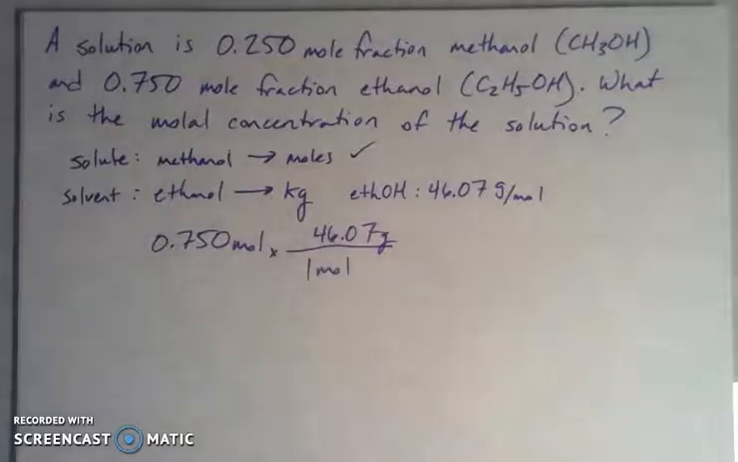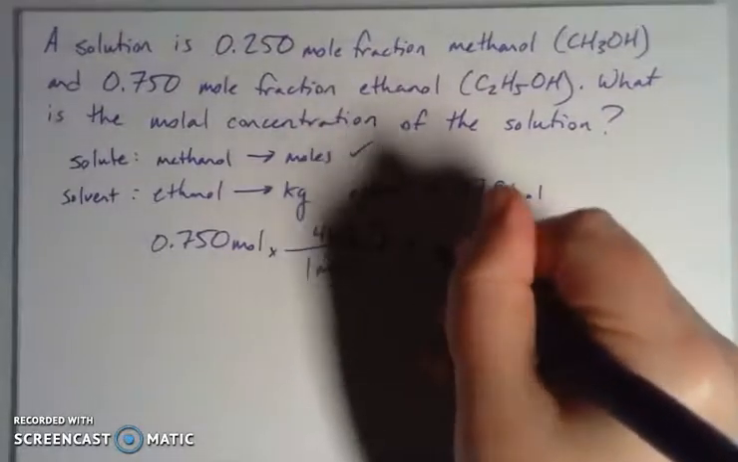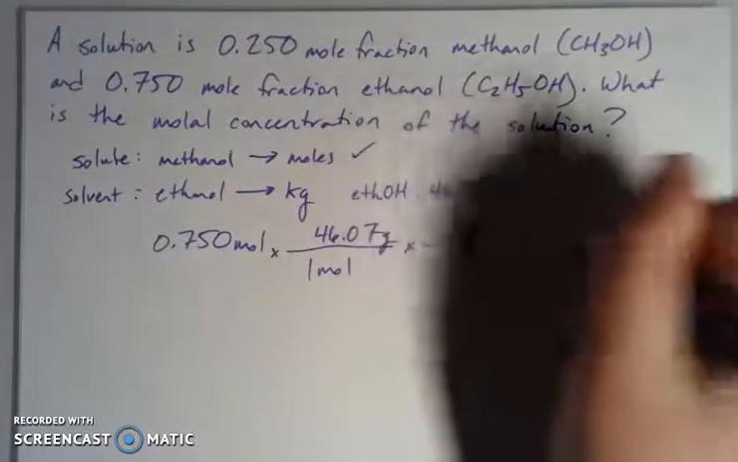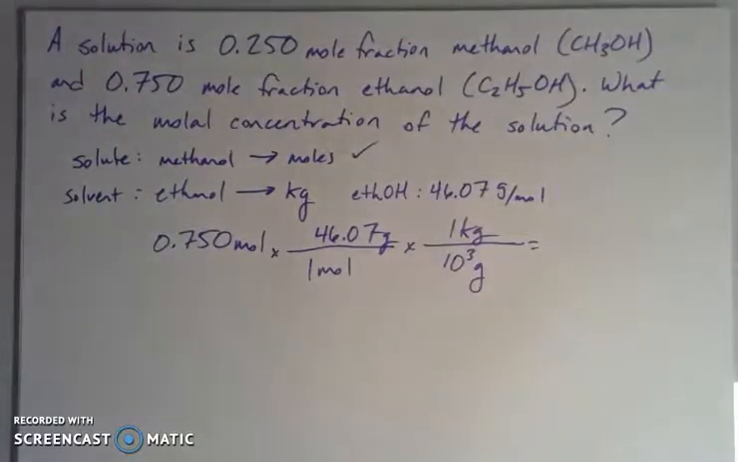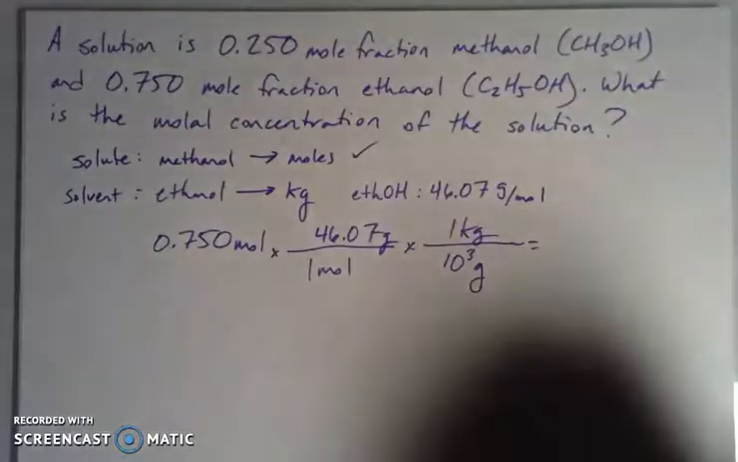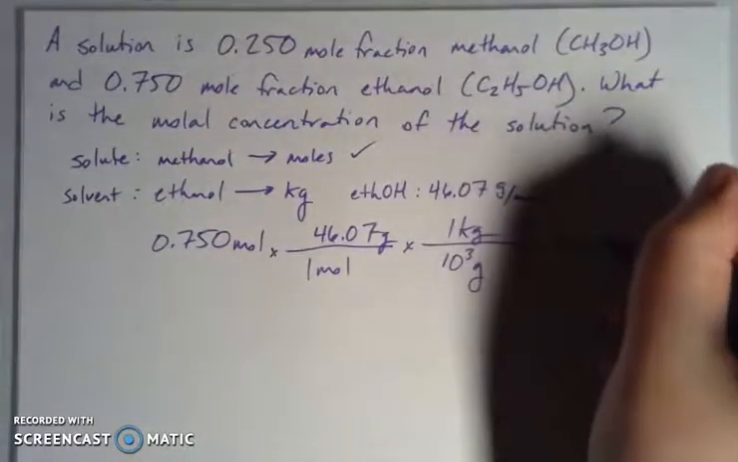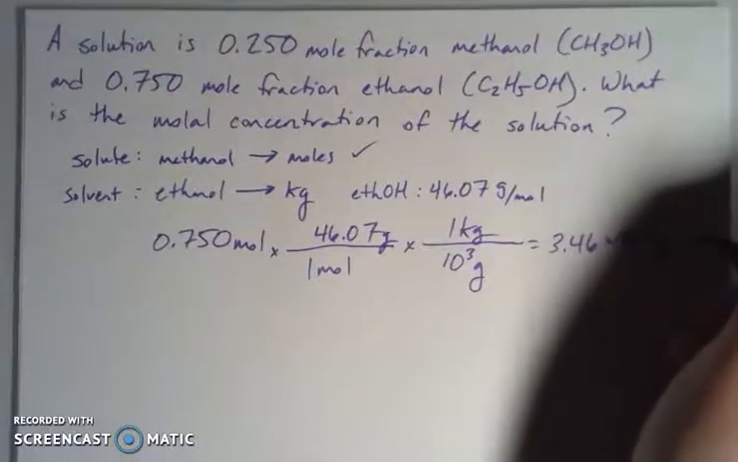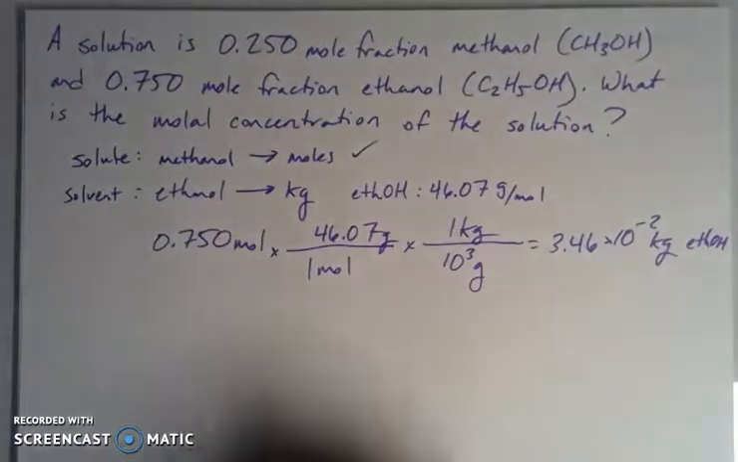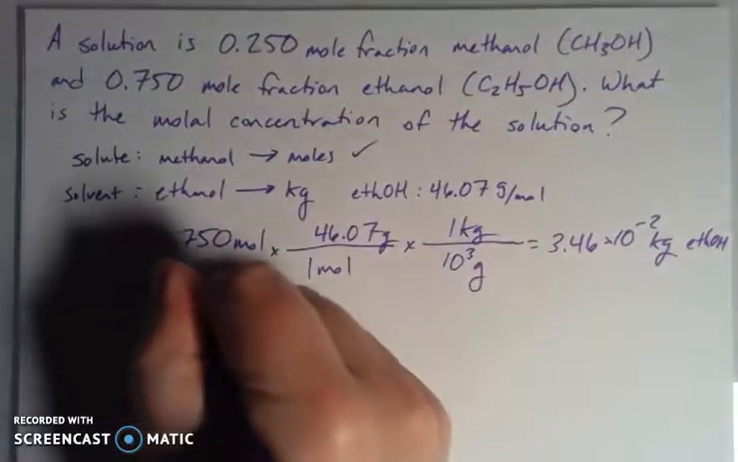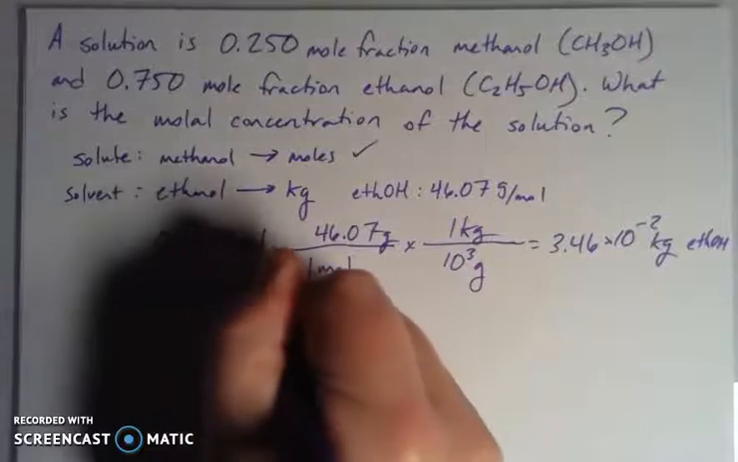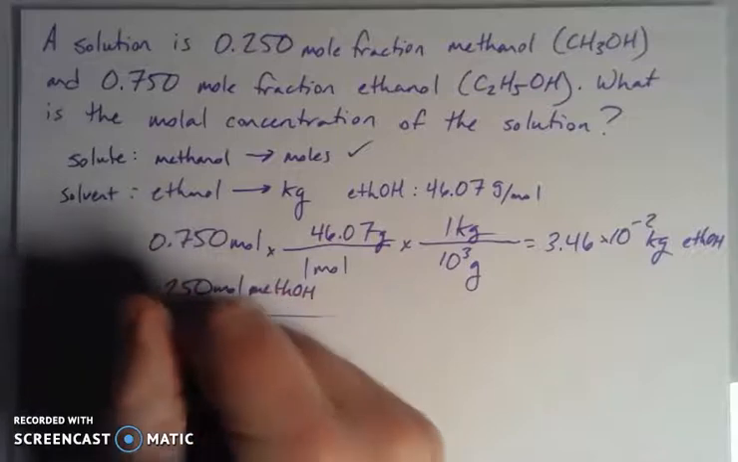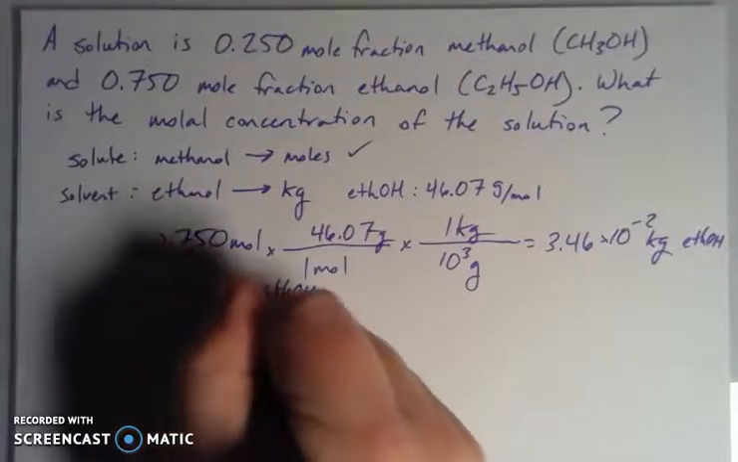And then I need kilograms because it's my solvent. So everything is per kilogram of the solvent. So I need to go from grams to kilograms. And I know there's 1,000. So that gives me 3.46 times 10 to the negative 2 kilograms of ethanol. And now I can take my moles. Well, I have 0.250 of them, of my methanol, divided by my kilograms, 3.46 times 10 to the negative 2 of my ethanol.